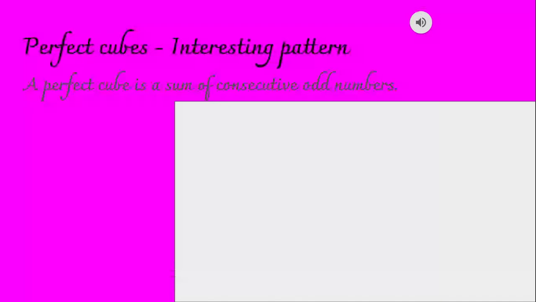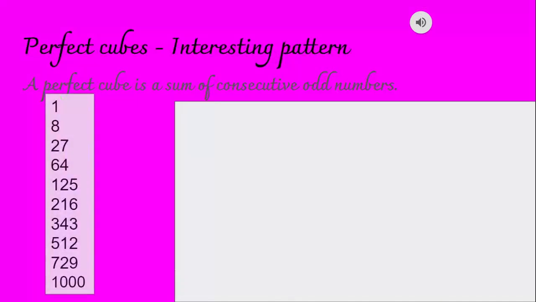Now you might be surprised. When we learned about the perfect squares, we also saw that the perfect squares were sums of consecutive odd numbers. How was it possible that perfect squares and perfect cubes show the same pattern? But it is not exactly the same pattern. Let's have a look.